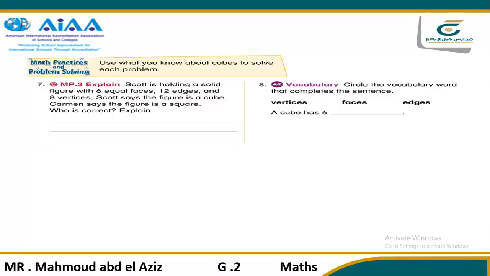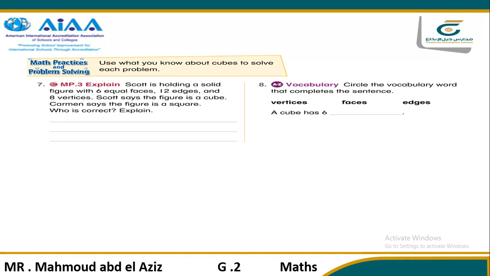So, dear students, with another question here, Scott is holding a solid figure with 6 equal faces, 12 edges, and 8 vertices. Scott says the figure is a cube, and Carmen says the figure is a square. Who's correct? Read the question again. Scott is holding a solid figure with 6 equal faces, 12 edges, and 8 vertices.